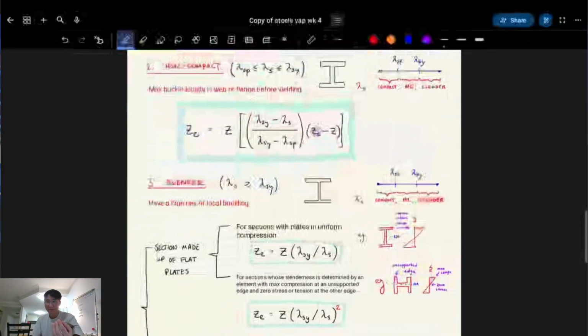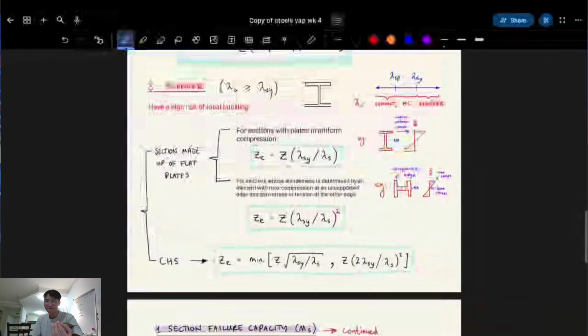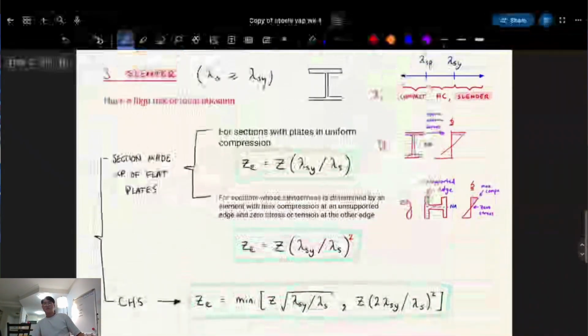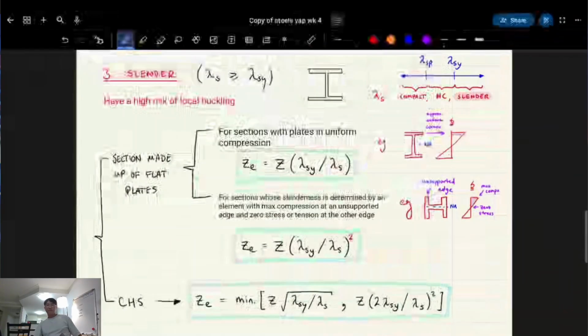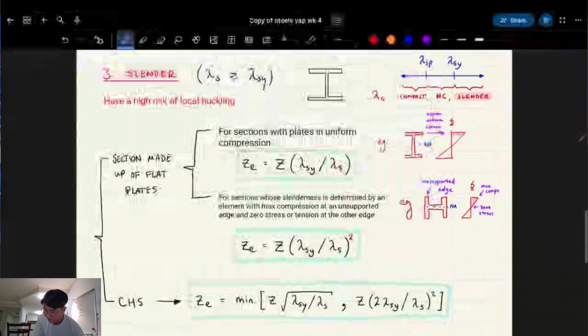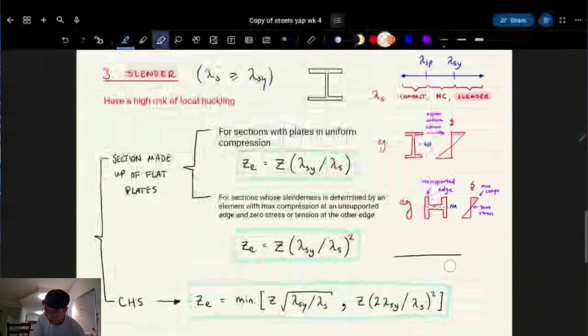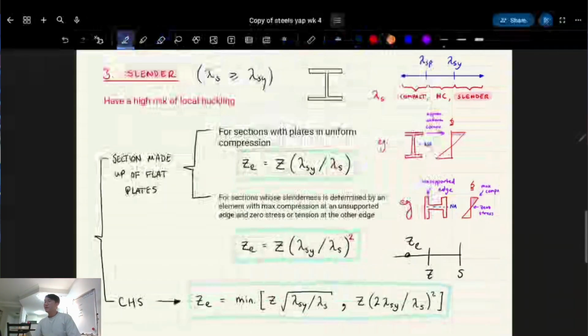So really, you should do Z and S first, and then go to ZE. But that's a caveat, because look at the ZE formulas for slender. Do you see S anywhere? No. Because you remember that timeline thing I said? If S is here and Z is here, and ZE falls under Z for a slender case, we don't care about what S is, basically. It's not involved in any of the formulas.